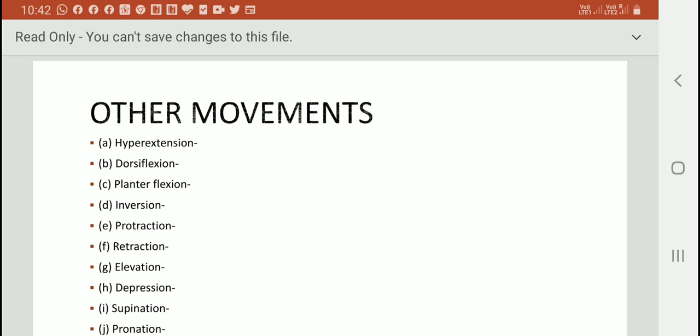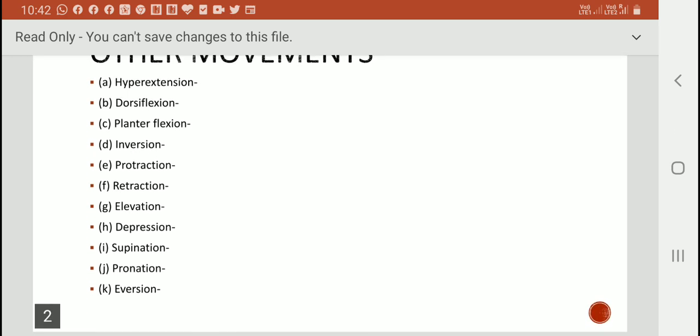Protraction is moving a part forward, like thrusting the chin forward. Any part of the body moving forward is called protraction. Next, retraction. Retraction is moving a part backward, like pulling the chin backward. Any part of the body moving backward is called retraction.